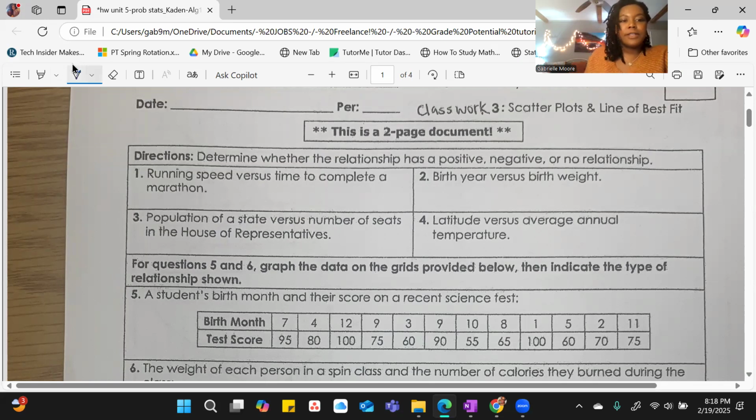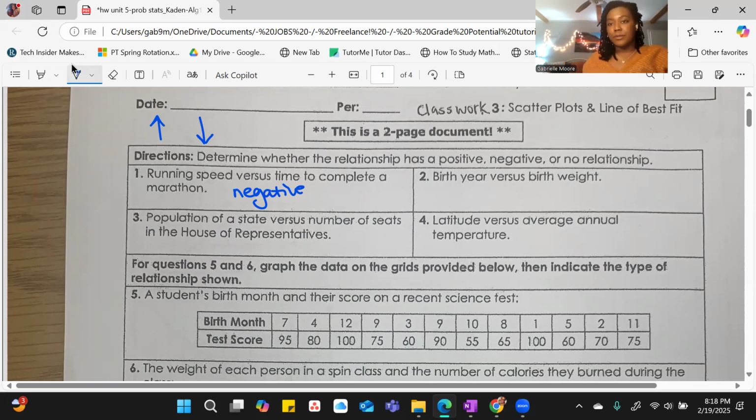So we saw for number 1, running speed versus time to complete a marathon would give a negative relationship, because the faster you run, right, the less time it takes to finish that marathon. So the slope, the way those dots are going to move, it's going to move down to the right.